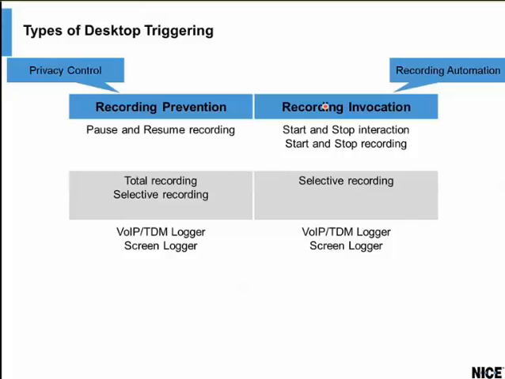Your start and stop of interactions and start and stop of recordings. This is mainly going to be seen within selective recording environments. However, you could also see it in a total environment. Let's say, for example, you're doing a voice recording for the environment, and you want to use RTS to invoke screen recordings. So you can definitely use the start and stop recording functionality to invoke screen recordings on your system based on certain actions that the real-time client performs. And just like with the recording prevention, recording invocation supports all types of loggers as well.